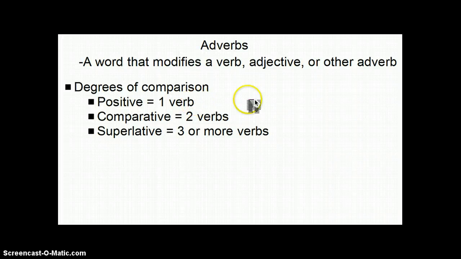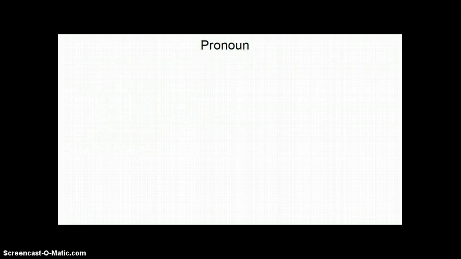He ran quickly. She ran more quickly than he did. He ran most quickly of everyone, okay? Or quickest, or something like that, okay? Most adverbs end in ly. Not all, but most do. So that's one way to find an adverb, is if it ends in ly, quickly, slowly, those types of words, probably adverbs.